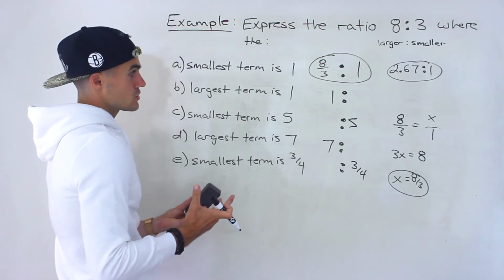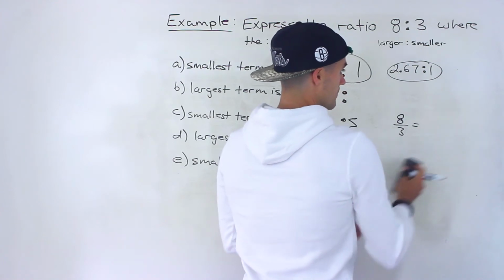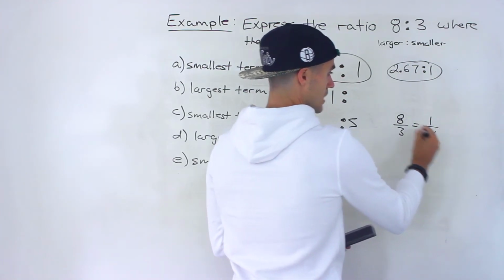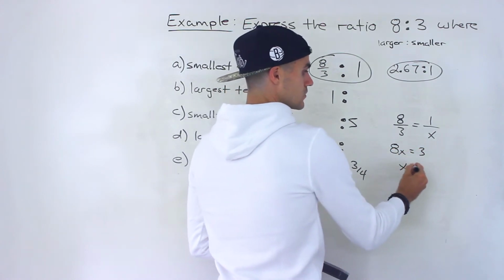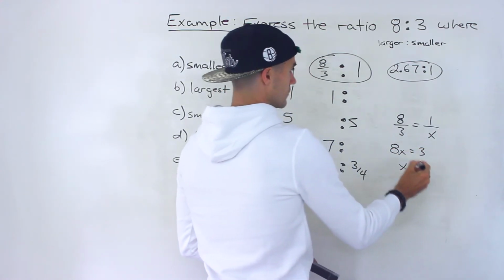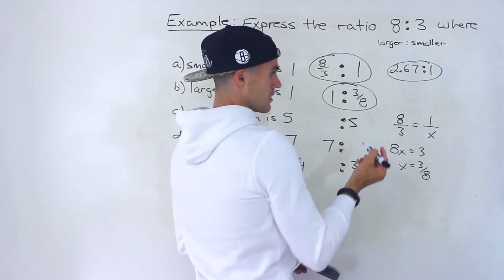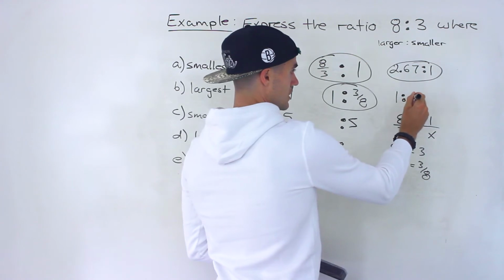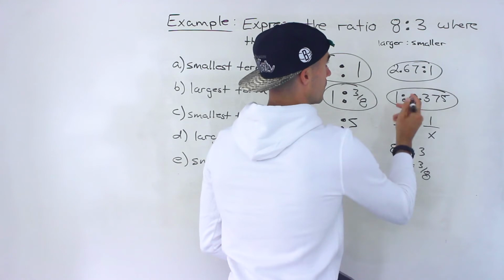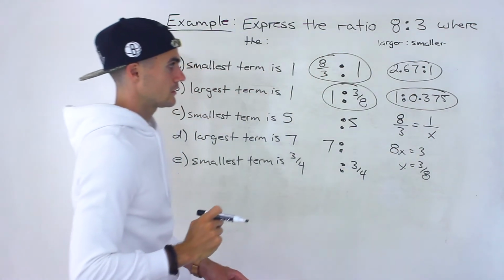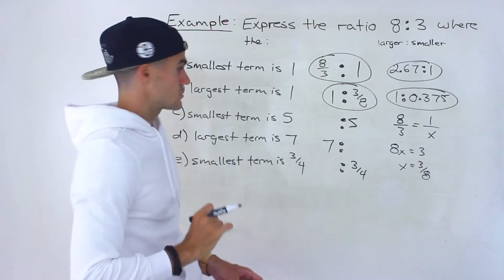Moving on to part B, largest term is 1. So the 1 now would go at the top, because that's where the largest term is, the 8. So we'd have 8x equals 3, x equals 3/8. So that would go over here. 3/8 doesn't simplify. And then in decimals, that would be 0.375. Right? Larger to smaller, like that. So that's the answer, the two potential answers for part B.